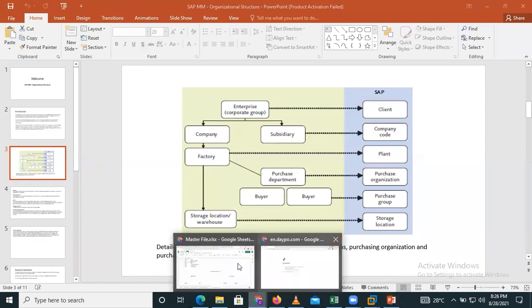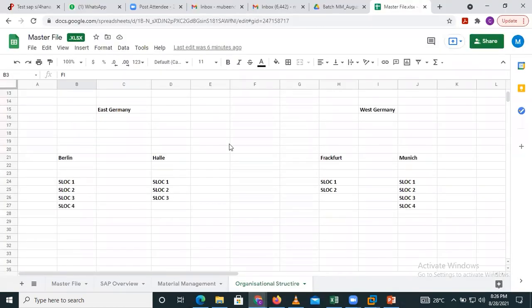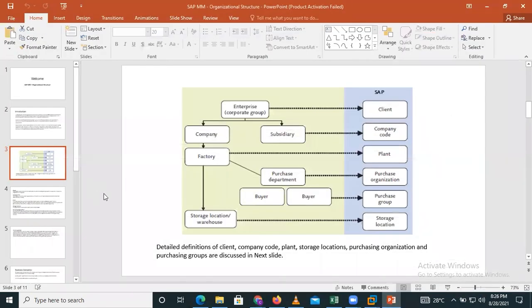Our own company here. And we will map it into SAP. Give me a minute.